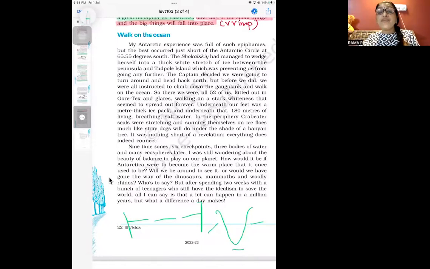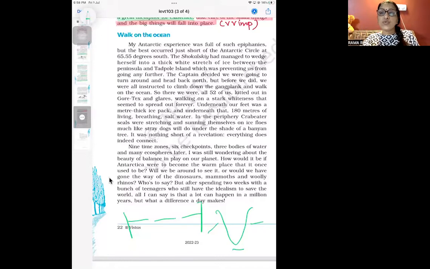In the periphery crabeater seals were stretching. अगर आप नीचे देखोगे तो आपको वहां पर seals sunning themselves on ice floes. थोड़े दूर आप देखोगे तो seal धूप ले रहे थे. Much like the stray dogs will do under the shade of a banyan tree. It was nothing short of revelation. Everything does indeed connect. मतलब आप उसको महसूस कर सकते हो.